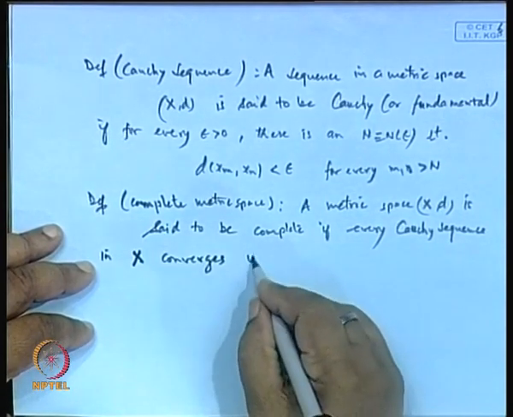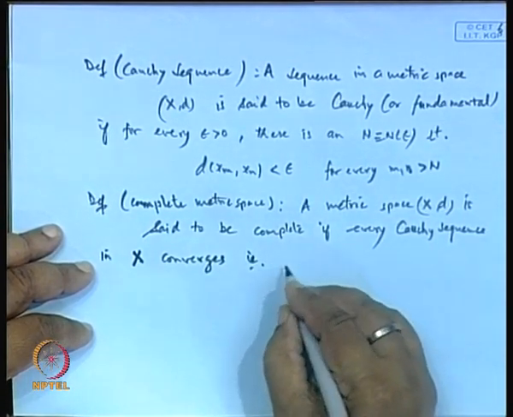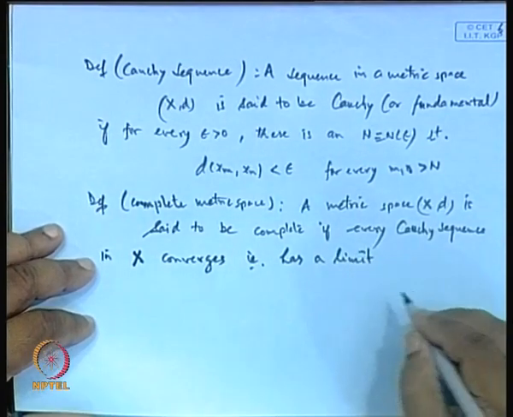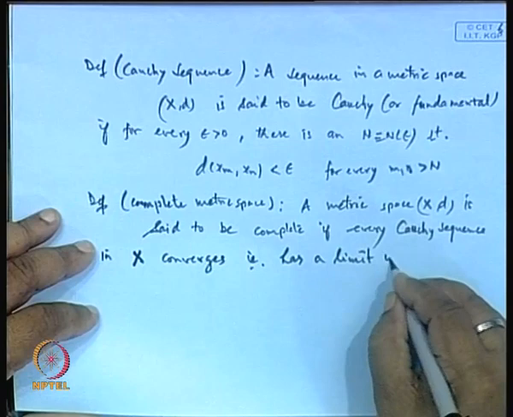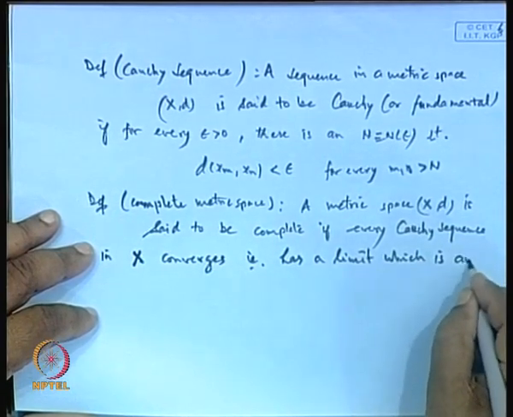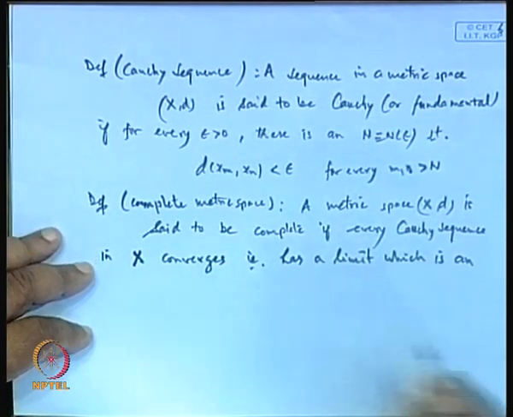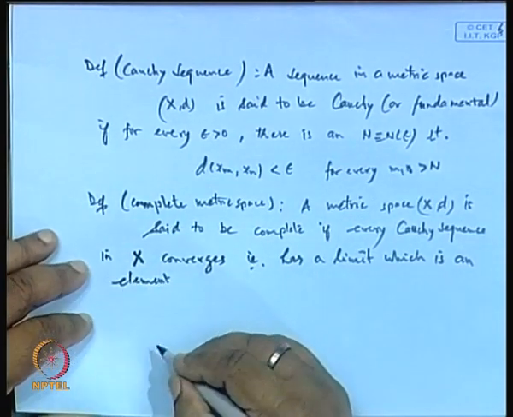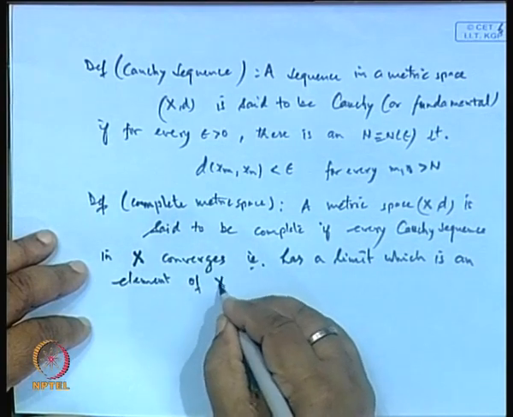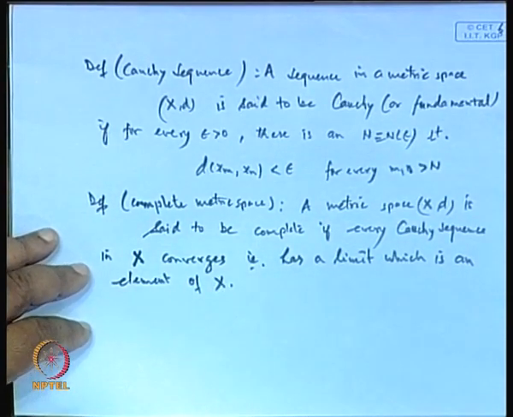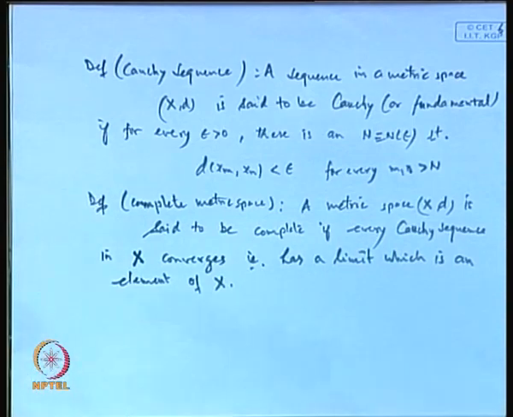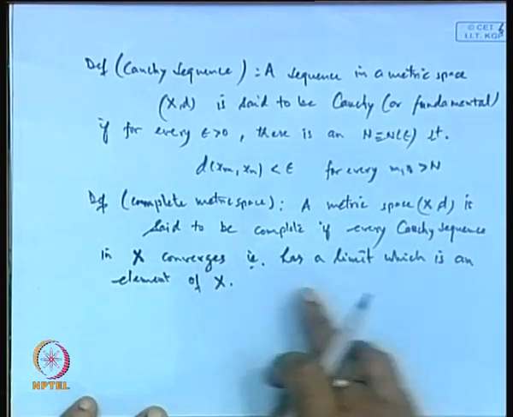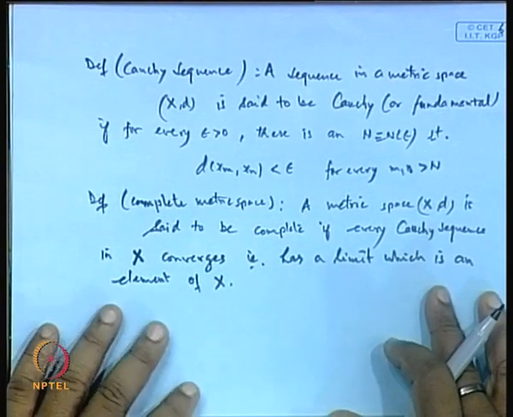That is, a sequence has a limit which is an element of X. So, a metric space is said to be complete if every Cauchy sequence in X converges, that is, it has a limit which is an element of X.